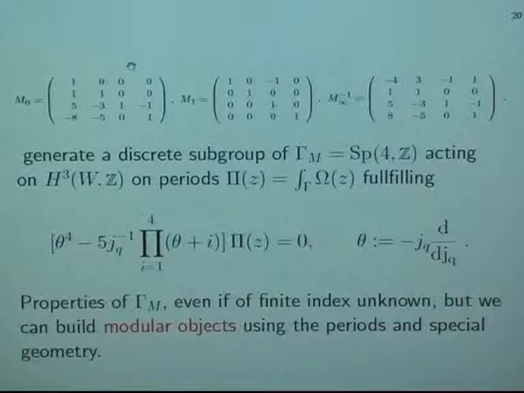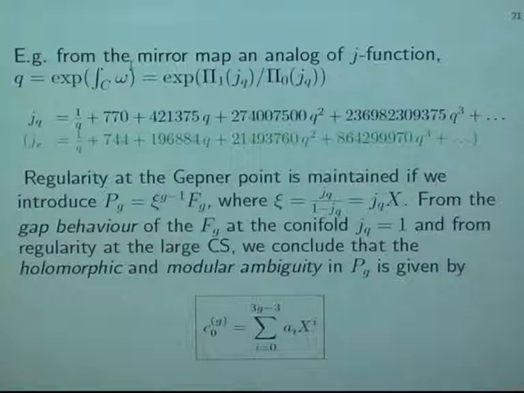One of the most prominent modular objects is the complex structure parameter itself, which I call J. You see this is its expansion. It resembles the J function of the elliptic curve, in that all the coefficients are integral and positive, but there's no explanation why this is the case. This function already gives us the most useful modular object to play with. In fact, if you use regularity at the Gepner point, the gap behavior of F_g at the conifold, which happens to be at J equals 1, and regularity at the large complex structure point, you see that the ambiguity, the part that you cannot determine, is just given by a polynomial in 1 over 1 minus J.